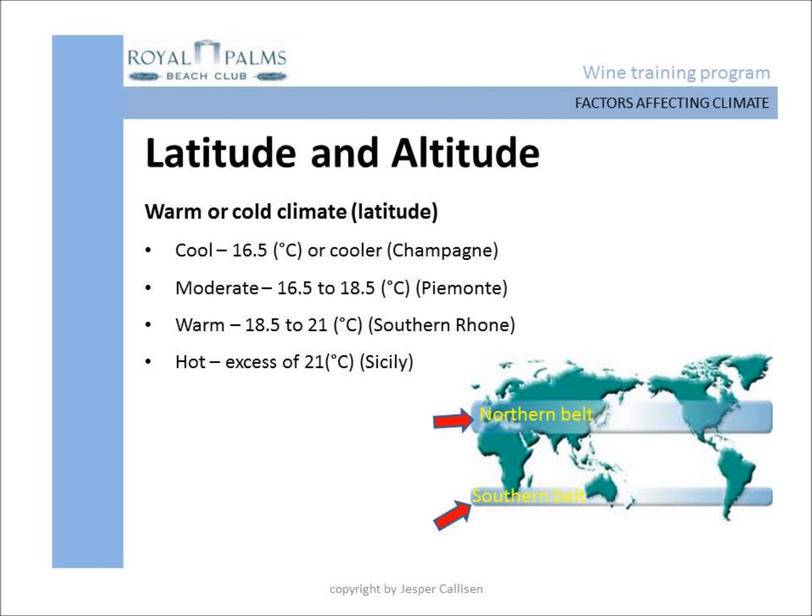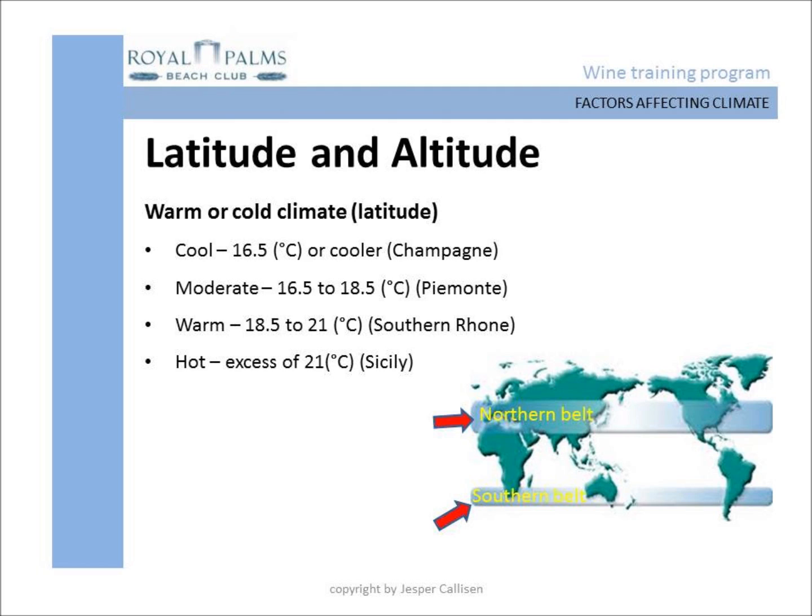The northern belt, which is home to Europe and North America, has its growing season during the months of May through to September and sometimes October. In the southern belt, which covers South America, Australia and South Africa, the growing season is from October to April.